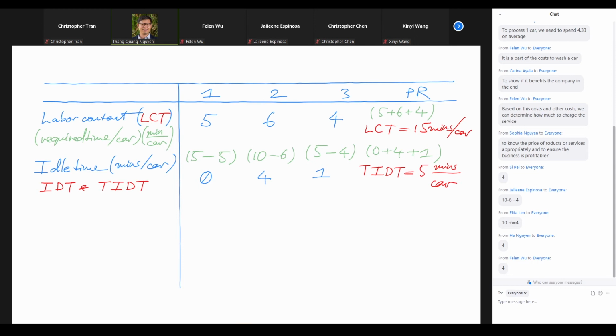For each car, we might overpay the workers for 5 minutes. It is our fault. We cannot take the money back. We hire the workers to work for the whole day, but because of the misconfiguration of our labor force, we overpay the workers for 5 minutes per car. Okay, so that's the idle time, right? I hope you see how we got the answer here.